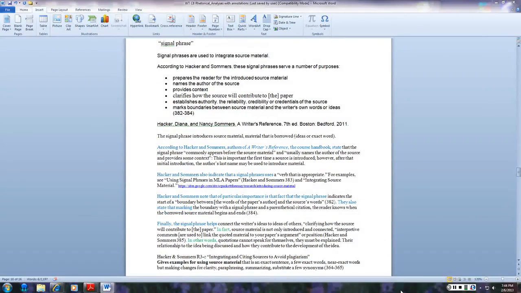When we borrow material and introduce it into our text, the Hacker and Summers text tells us that we are to use a signal phrase. Now, I'm going to show you this in two ways so that hopefully it will help you understand. Signal phrases are used to integrate source material, and here's the bulleted short version.